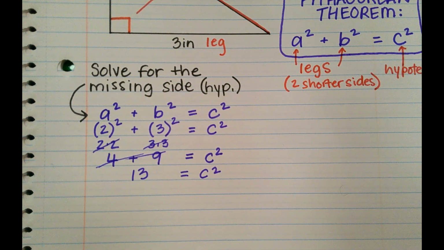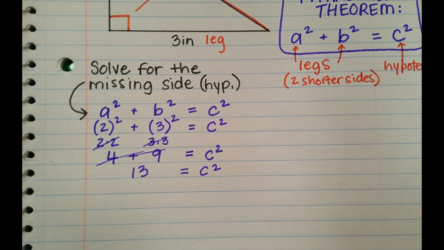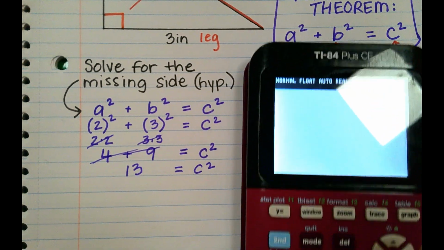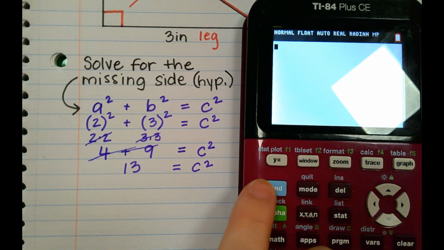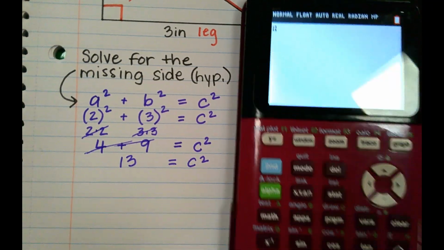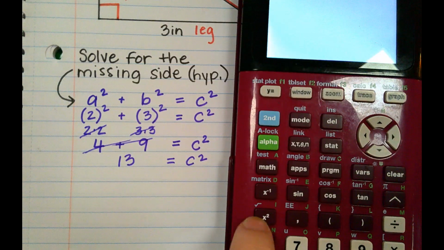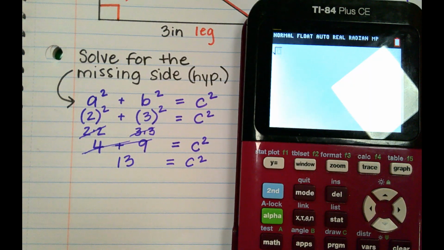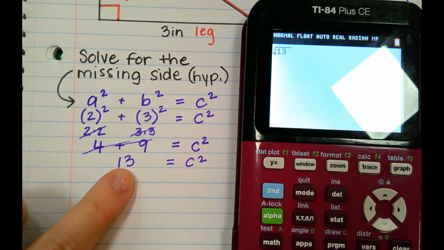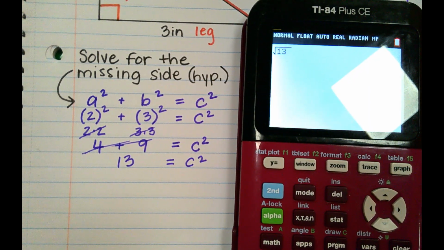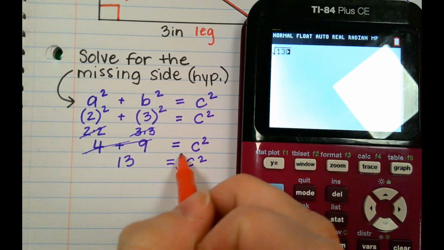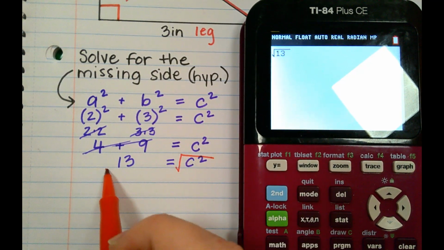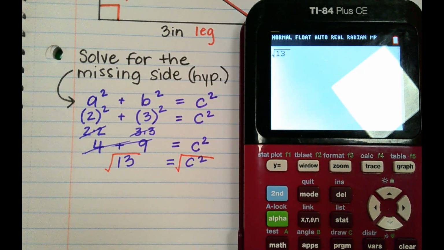Square root. Okay, so quick little mini lesson in case you don't recall how to find the square root. On your calculator, you'll need to use the second button, the blue button, and there will be a square root above the x squared key right here. Square root will pop up. And I will just type in my 13. We have to get C by itself, so we square root both sides.